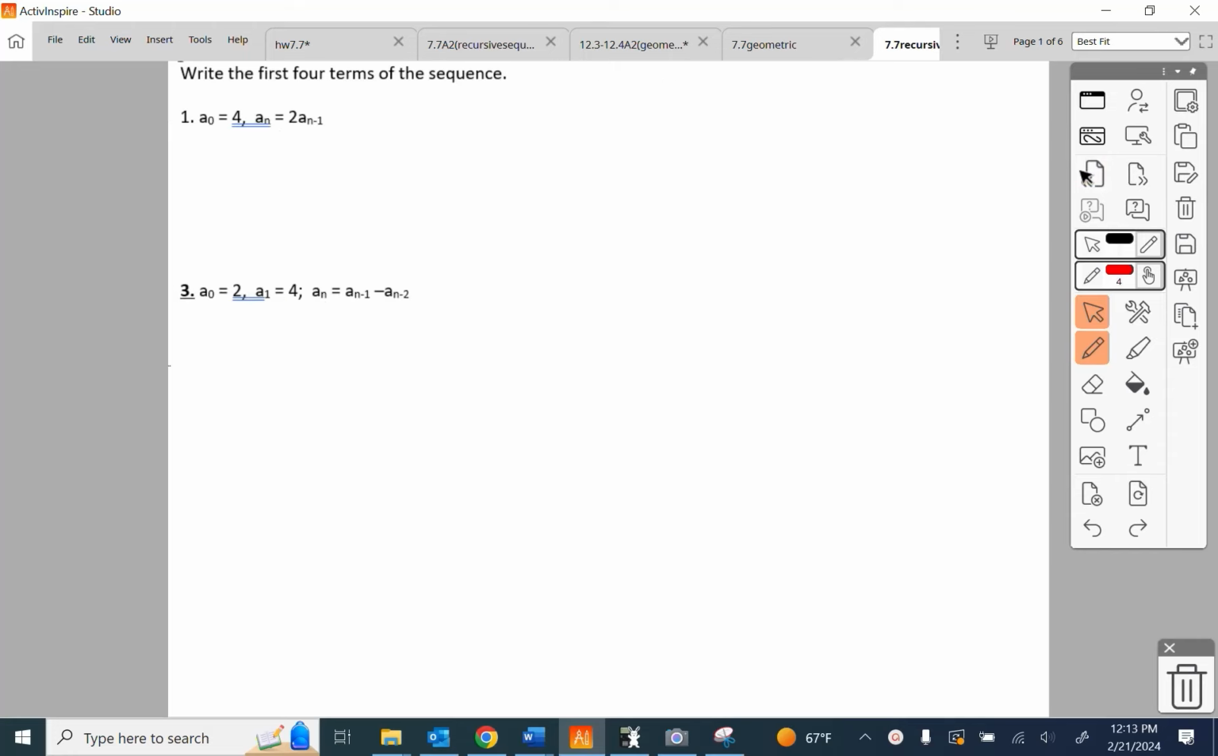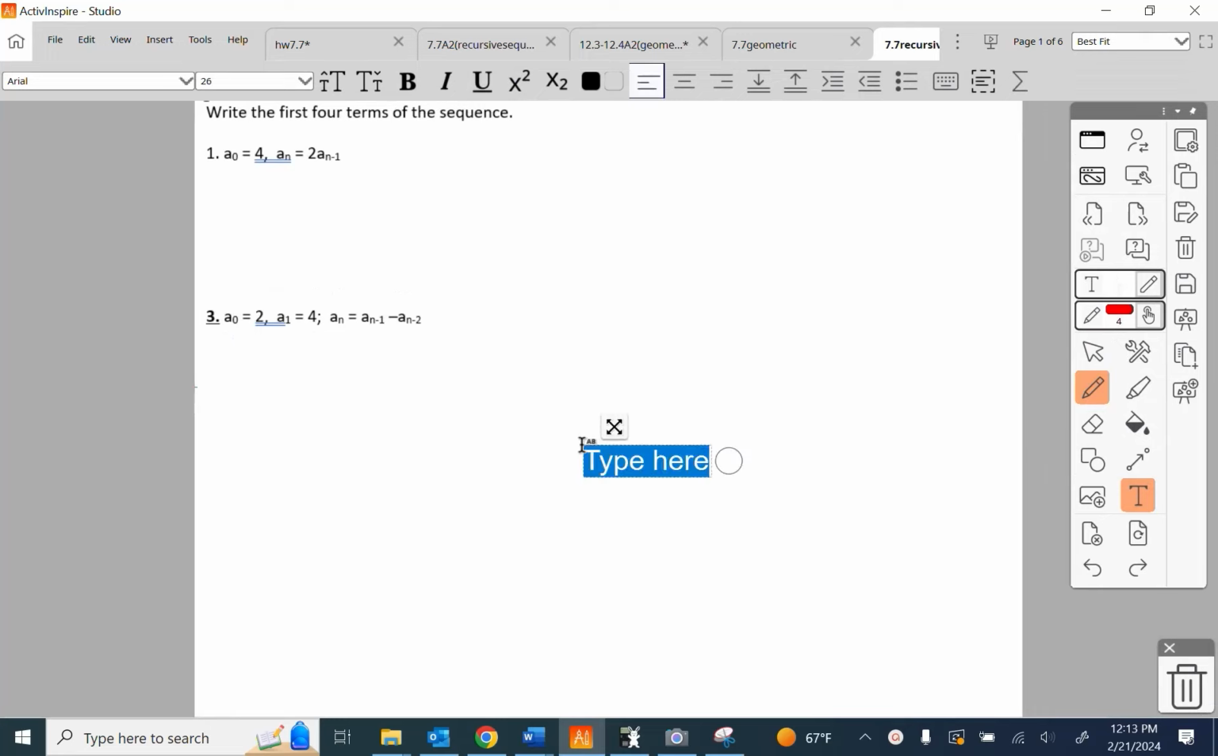All right, so we're looking at 7.7 recursive homework. And I have no idea if I'll use this stuff next year. I'm going to say that I have no idea. I will use this stuff next year. I might make new content, I usually do.